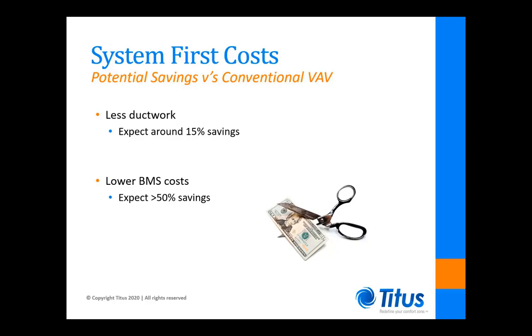Clearly, these savings over conventional VAV will be more apparent for buildings where the owner requires a thermostat for every single space. On the other hand, large open plan buildings where a conventional VAV box could serve up to 10 diffusers, VAV diffusers are likely to be more expensive.